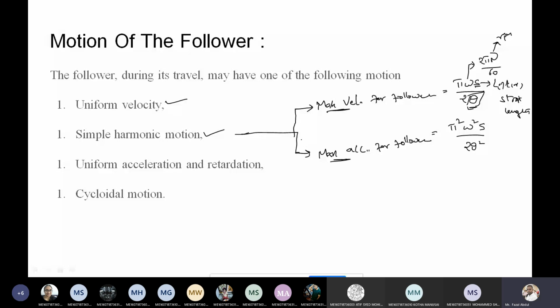Okay, so first we need to draw the displacement diagram, then the cam profile, then we need to solve these problems. If we solve this, maximum velocity, that is your answer. And maximum acceleration, write the equation, substitute the value, get the answer. Okay, the next thing is the uniform acceleration and retardation.